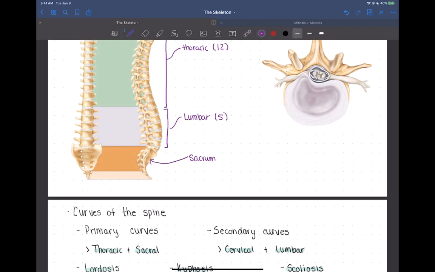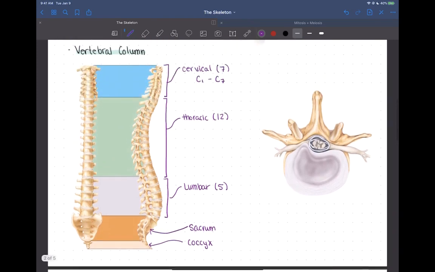And then the very last part of our vertebral column is going to be the tailbone. The tailbone is just this little tiny part here at the bottom, and that is called the coccyx. So we have our coccyx there. Okay, so that's the vertebral column.